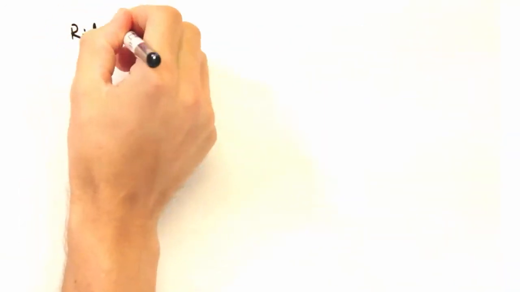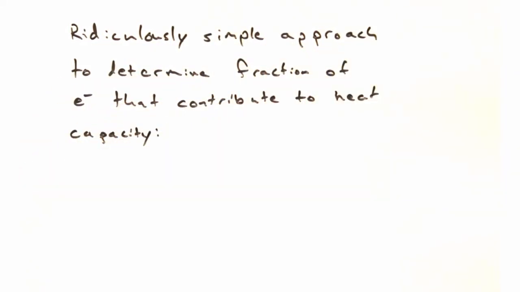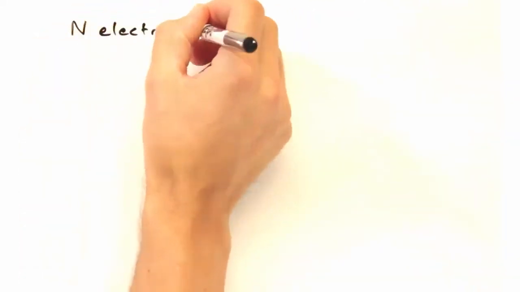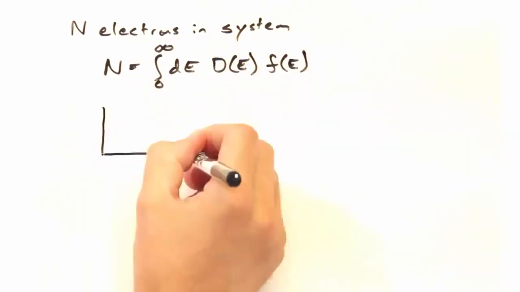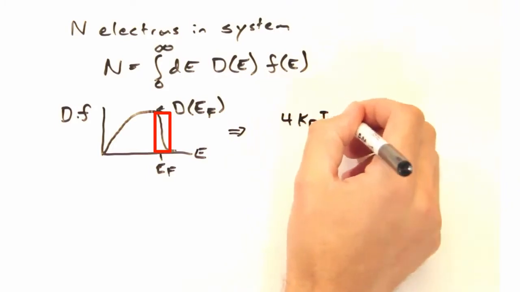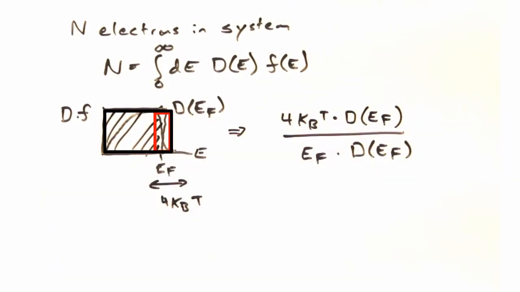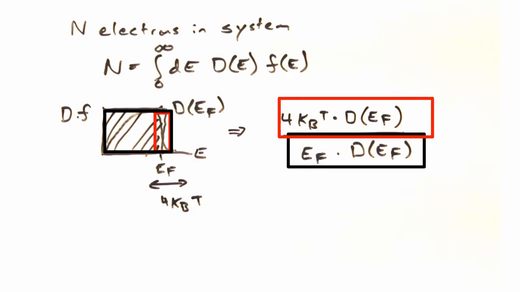Okay, let's start with a ridiculously simple approach to determine the fraction of electrons that contribute to the heat capacity. If we have an n-electron system, we can invoke that there's an area described by this rectangle that contains electrons that can be excited thermally. This area is a fraction of our total electrons, roughly approximated by this rectangle. The ratio of these two areas is useful for figuring out how the electronic energy of the system changes with temperature.